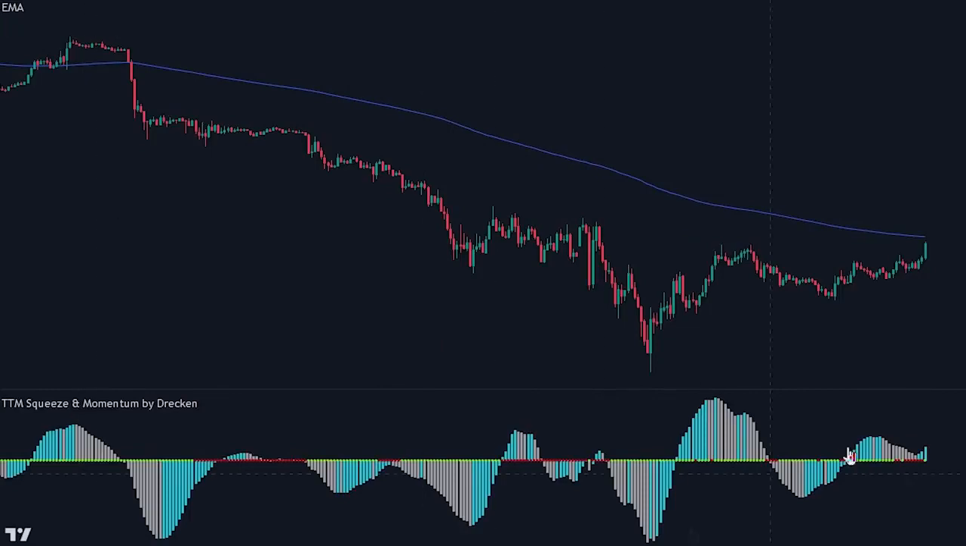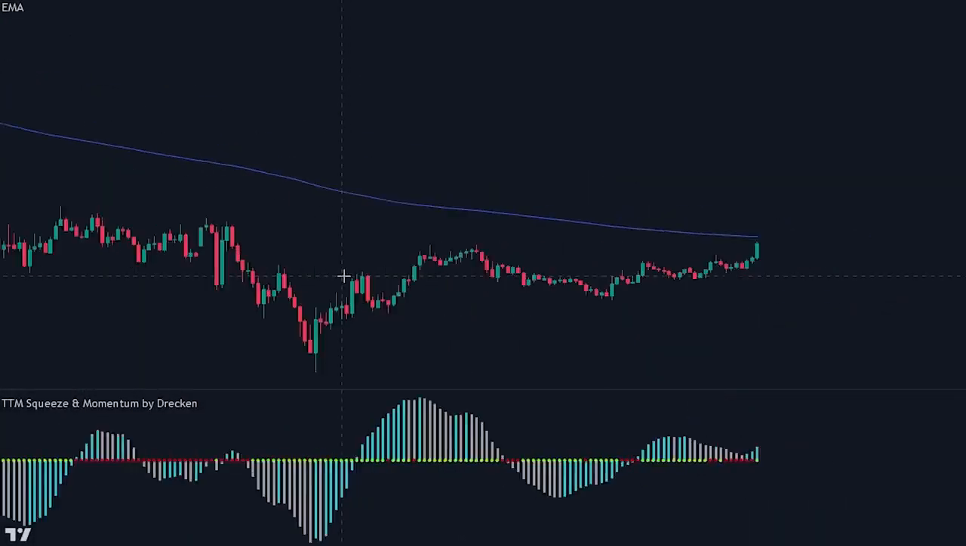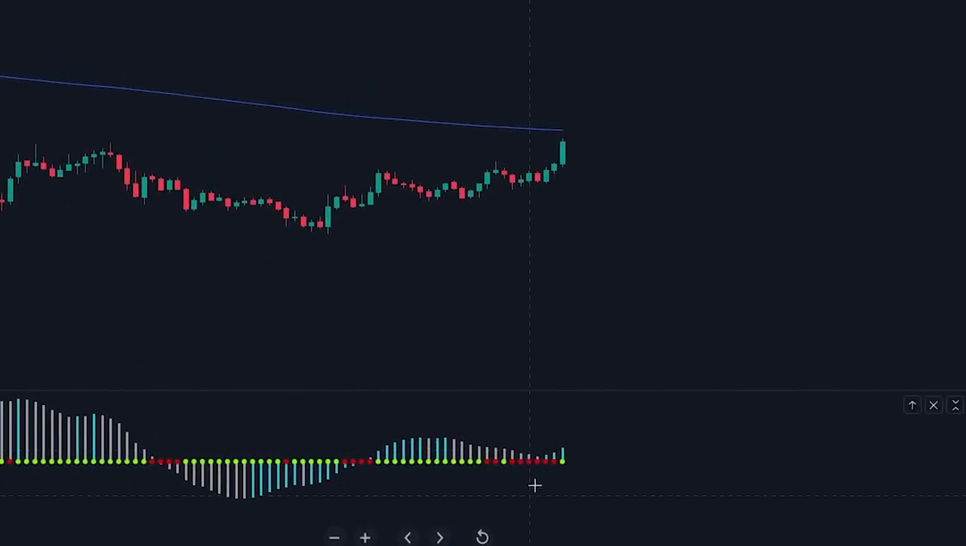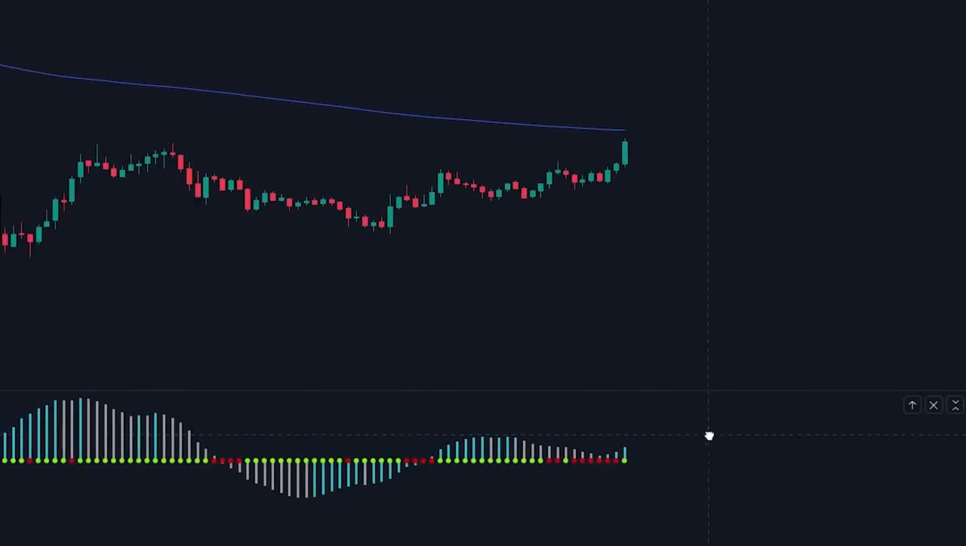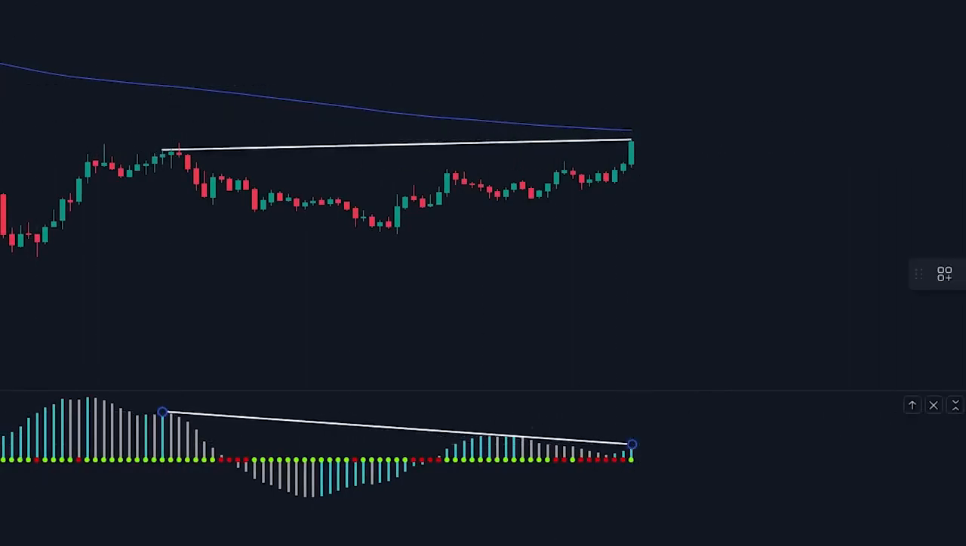Here we can see a different setup. We can see that there was a large downtrend playing out. If we take a look at the momentum histogram, we can see several red dots indicating that a squeeze is playing out. We can also see that there was a bearish divergence. This is because the price is making higher highs while the histogram is making lower highs.